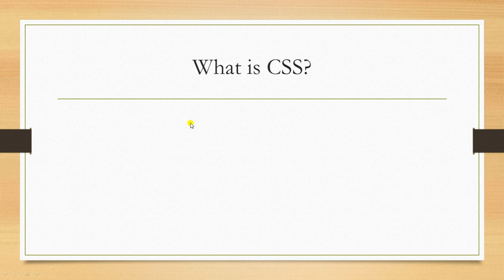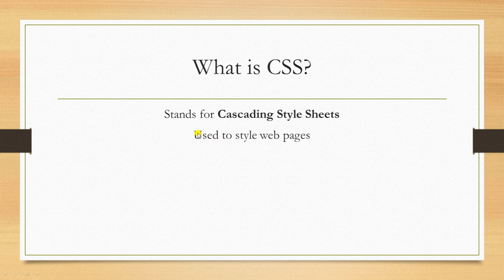Now, what is CSS? CSS stands for Cascading Style Sheets. It is used to style web pages. So with HTML, we only do the structure, we only do the content. But if we do only the HTML content, it doesn't look so good. So we can style it with CSS. It is a styling language.